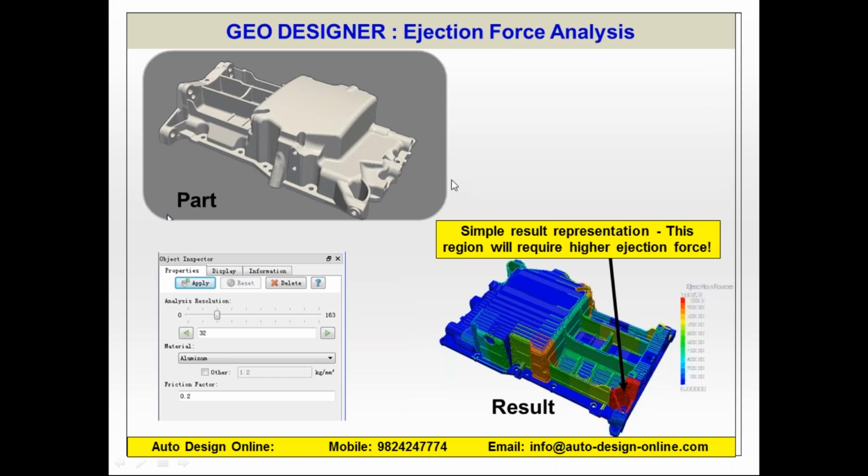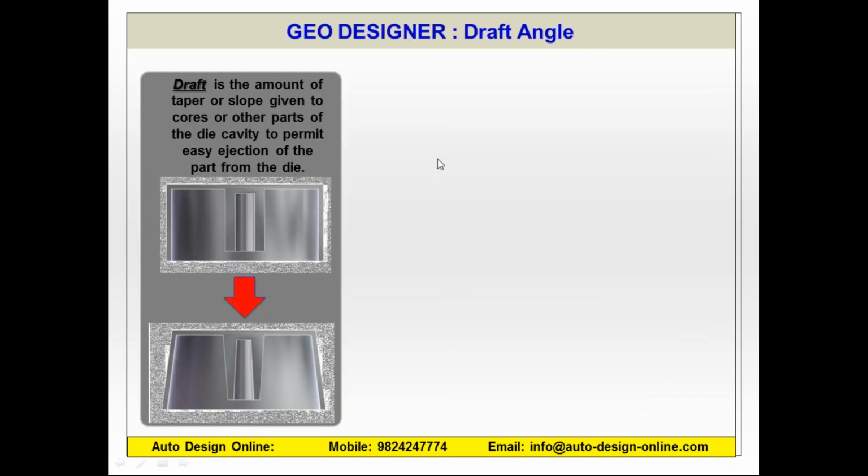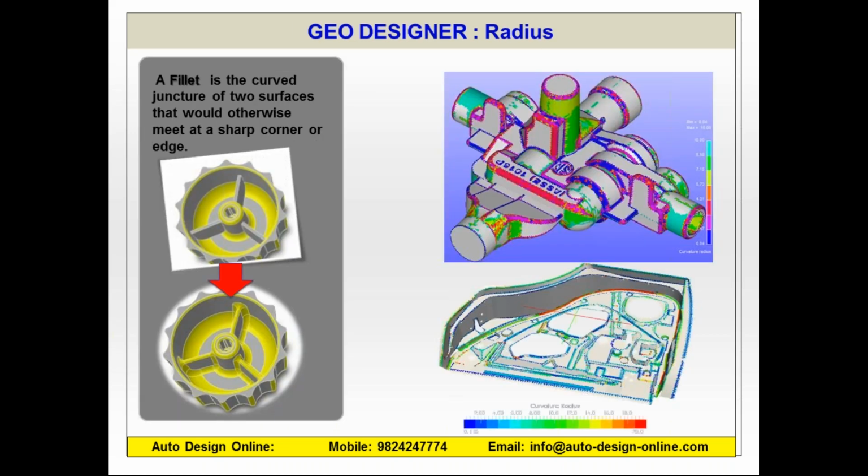In the same way, you can also find out the ejection force analysis. If you want to eject the casting part from the mold, you can see where you should provide higher ejection force, or where you will require less ejection force. Accordingly, you can decide the ejector pin size, location, or number of ejector pins. This kind of thing can also be done using the software. You can also check the draft angle of various fins or any kind of parts. You can also check the minimum and maximum radius and fillets of various casting parts or even stamping parts using the same software.